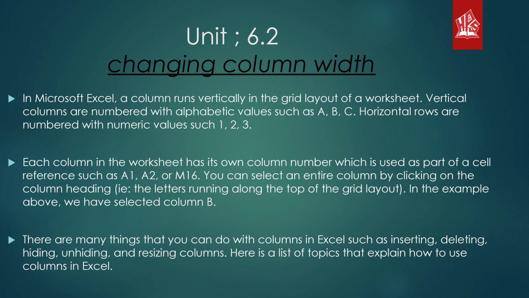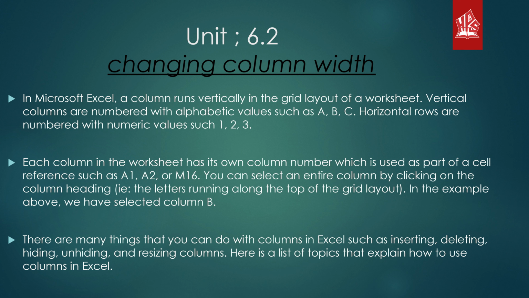Unit 6.2, Changing column width. In Microsoft Excel, a column runs vertically in a grid layout of a worksheet. Vertical columns are numbered with alphabetic values such as A, B, C. Horizontal rows are numbered with numerical values such as 1, 2, 3, etc. Each column in a worksheet has its own column letter, which is used as part of a cell reference such as A1, A2 or M16. You can select an entire column by clicking on the column heading.